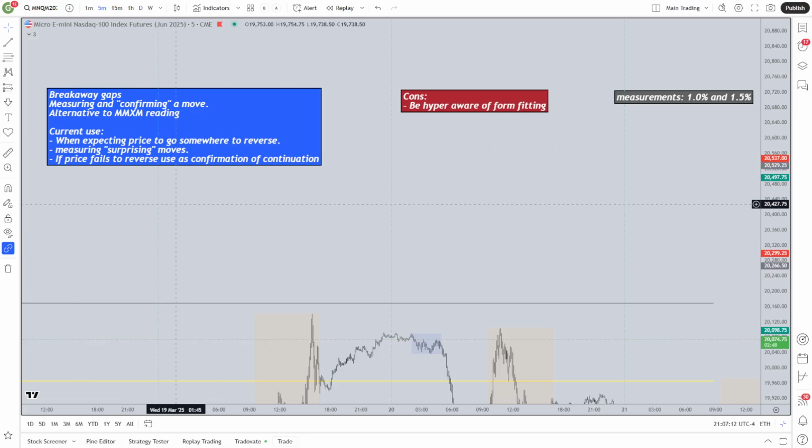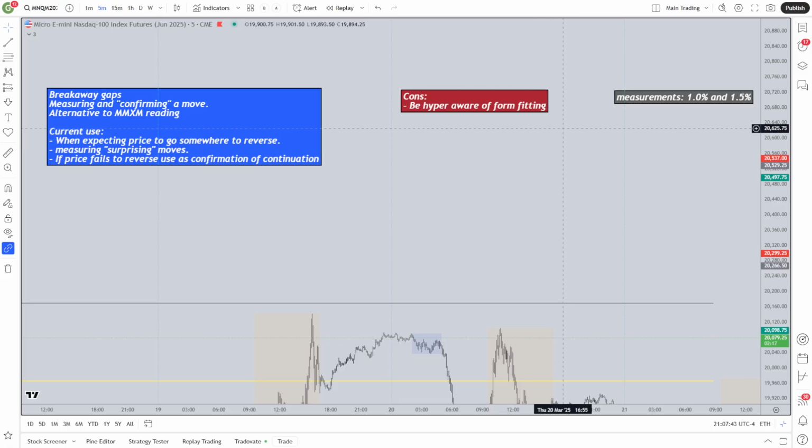Right now I'm finding good success in backtesting and measuring moves that I anticipate to reach somewhere and then reverse. Or potentially measuring a move that seems very aggressive and getting confirmation if it actually will reverse, and using it like all tools in the ICT toolkit for inversion.